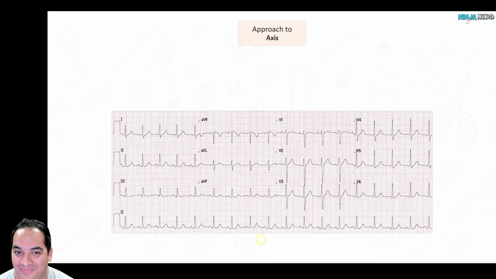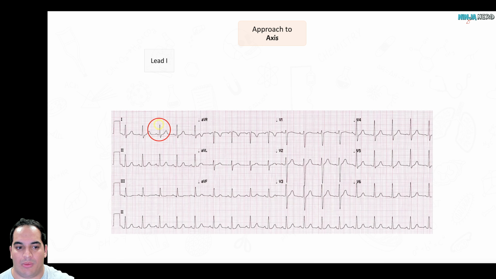Isn't that cool? The next thing is axis. So I looked at my rate, I looked at my rhythm. Now I'm going to look at the axis. Okay, cool. How do I look at axis? Well, the first thing I have to do here is look at lead 1. What I want to look at is the QRS complexes. I want to see, with the deflection, where is the most positive deflection? Is it upwards or is it downwards? In this one, it's upwards.